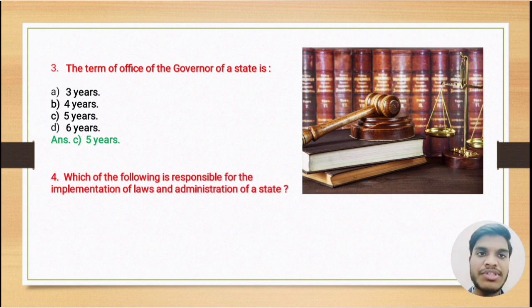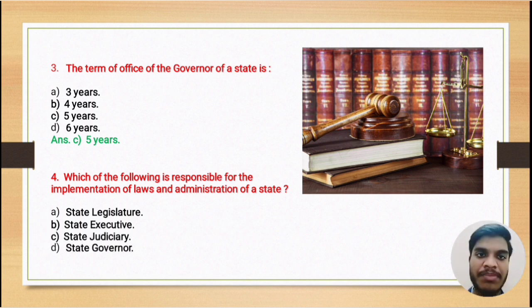Fourth one, which of the following is responsible for the implementation of laws and administration of a state? Option A, state legislature, option B, state executive, option C, state judiciary, option D, state governor. And the answer is option B, state executive.